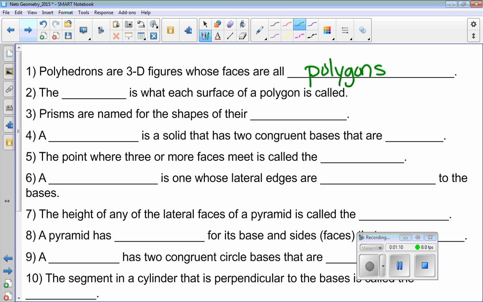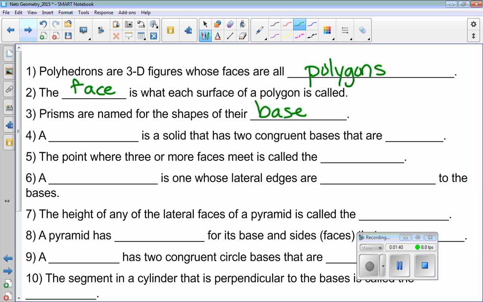What is each surface of a polyhedron called? That's the face. So we know that the surface is called a face. Prisms are named for the shape of their bases. You can have hexagonal prisms, triangular prisms, all kinds of different shapes of prisms. But the bases are the ones that they're named for.